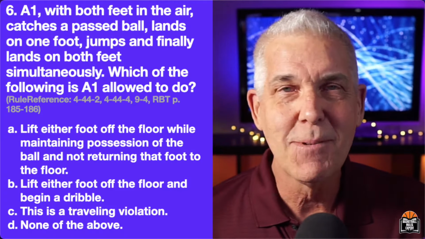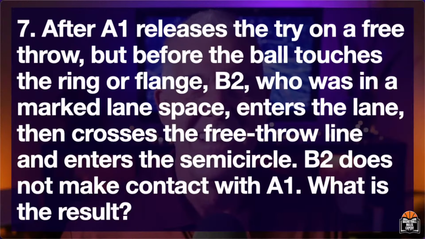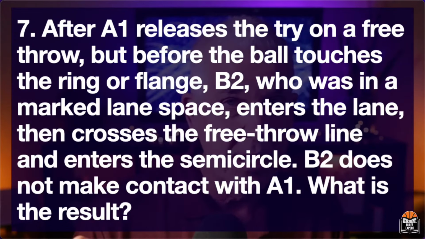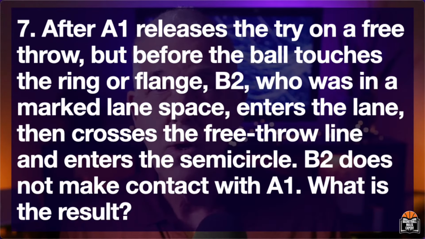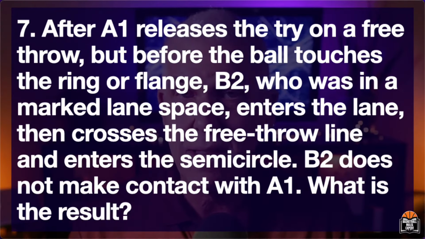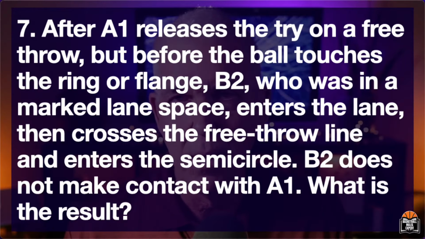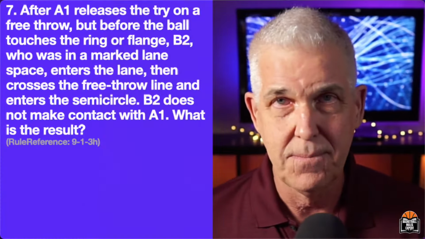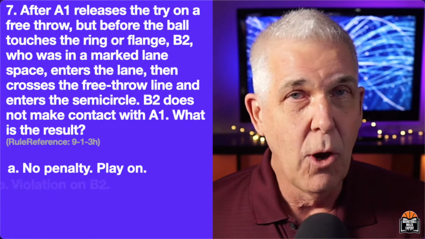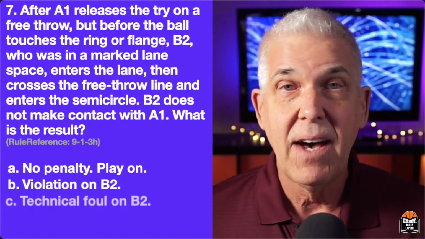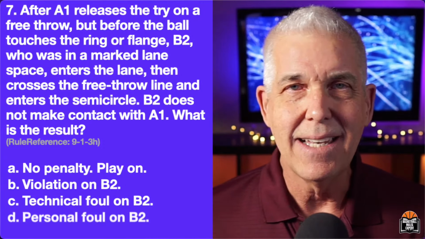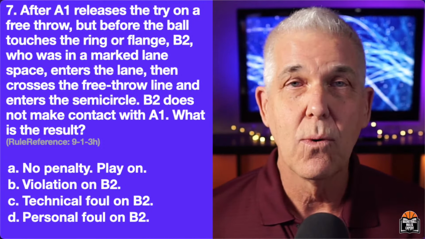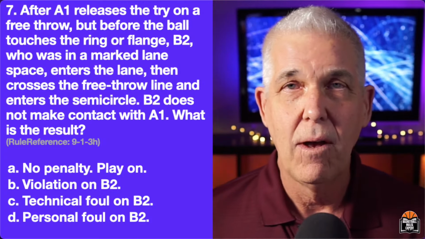Let's go to question number 7. After A1 releases the try on a free throw, but before the ball touches the ring or flange, B2, who was in a marked lane space, enters the lane, then crosses the free throw line and enters the semicircle. B2 does not make contact with A1. What is the result? A, no penalty, play on. B, violation on B2. C, technical foul on B2. Or D, personal foul on B2.